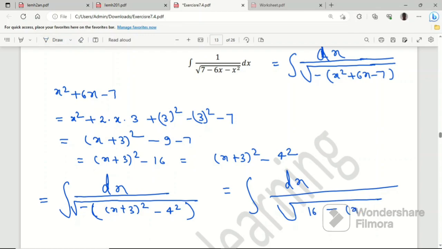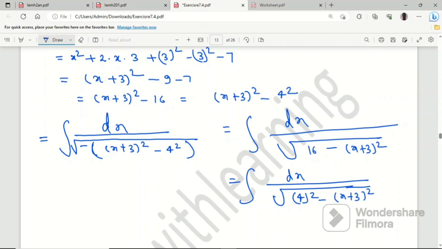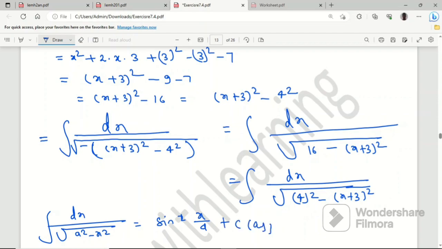Now you can directly use the formula. I'm writing just the formula, then you have to use that formula to get the answer. So it is in the form of integration dx upon under root a square minus x square, and the formula for integration dx upon under root a square minus x square is sine inverse x by a plus c as the answer. So this was 12th number.